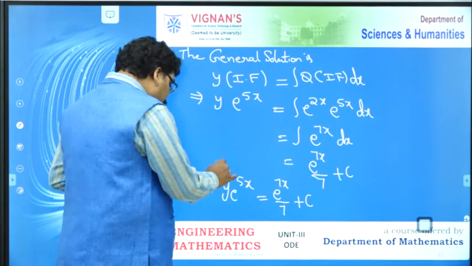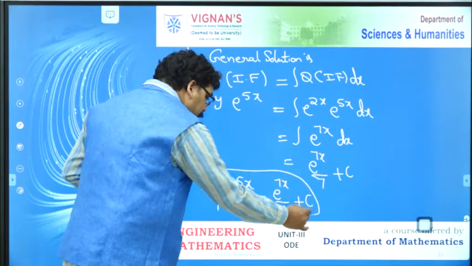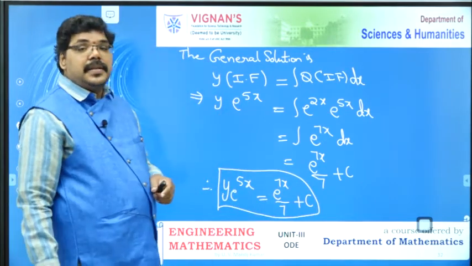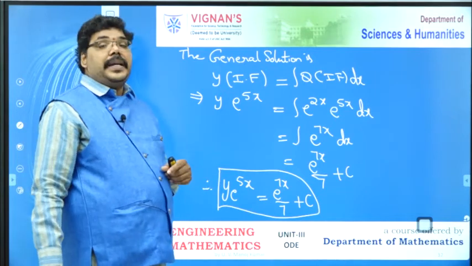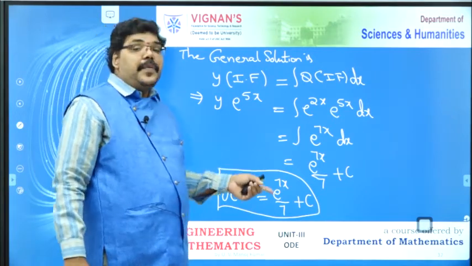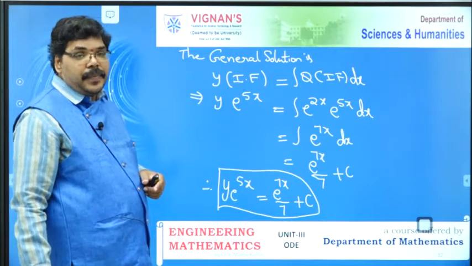So therefore, the solution for the given differential equation is y into e power 5x equals e power 7x by 7 plus c.